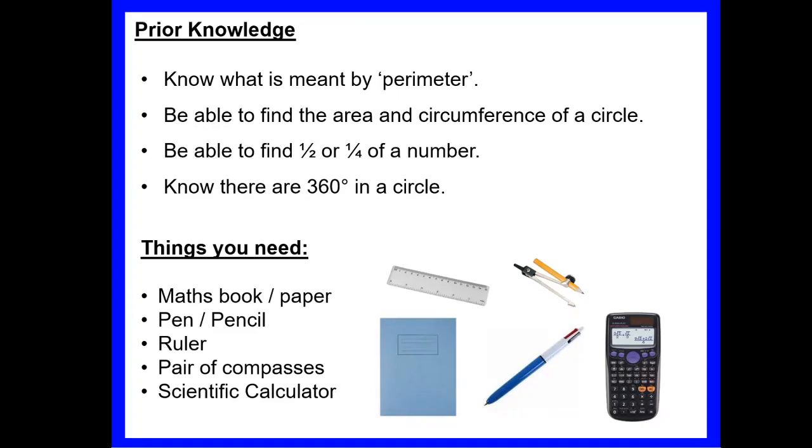Things you'll need to complete this lesson: you need your maths book or some paper to write on, a pen or a pencil to write and draw with, a ruler and pair of compasses for drawing diagrams, and a scientific calculator which needs to have the pi button and a square button on it. So just make sure you've got those before you start.